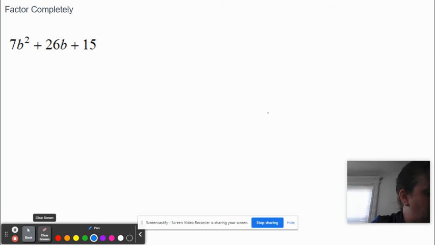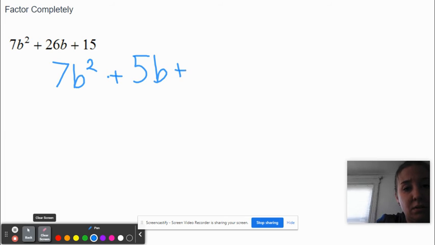Okay. And then step 4, I'm going to break down that middle term. So I'm going to rewrite this, and I'm going to say 7b squared plus 5b plus 21b plus 15. So I broke down the middle term. 26 just became 5 plus 21.